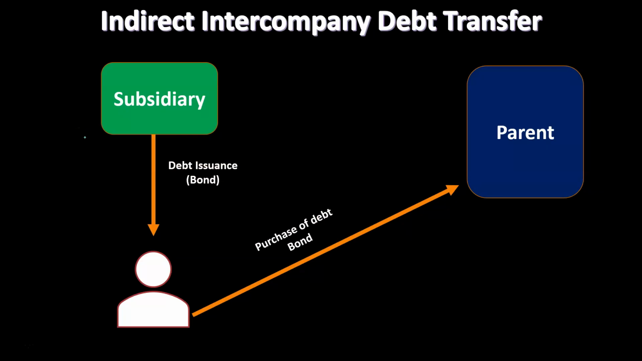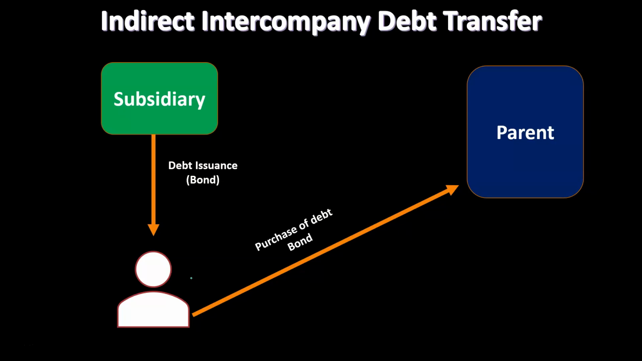Then we have the indirect intercompany debt transfer. So now we have a subsidiary, in this case, selling, let's say, bonds, debt, to some unrelated party, which there would be no problem there. That's a normal type of transaction. But then if the parent comes along, another affiliate comes along and purchases the debt, not from the related party itself, but from a third party, because obviously you could sell the bonds again and they could sell the bonds to the parent. Now you have that indirect relationship.